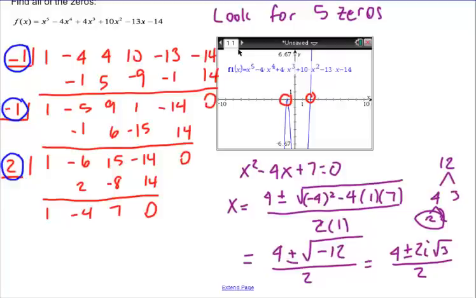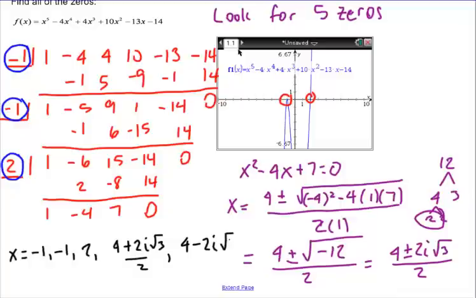So what then are all of the 5 zeros for this problem? All of my 5 zeros are -1, -1, 2, and then 4 plus 2i square roots of 3 over 2, and 4 minus 2i square roots of 3 over 2. So it's kind of a long process, but it's totally doable. Just got to be patient. And if you get a negative number under the radical, that is okay.